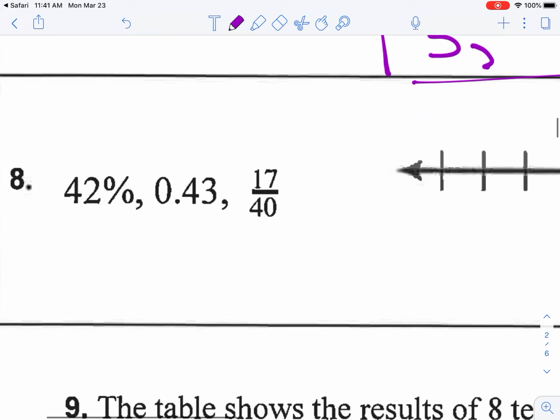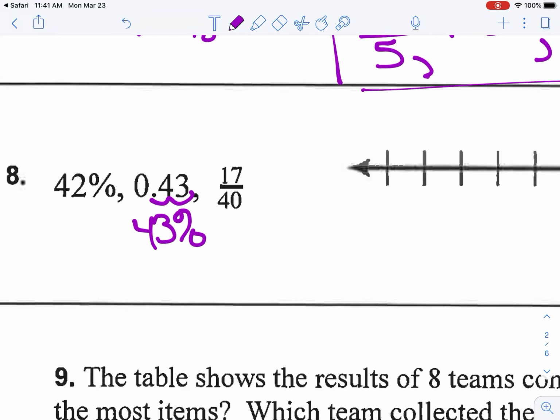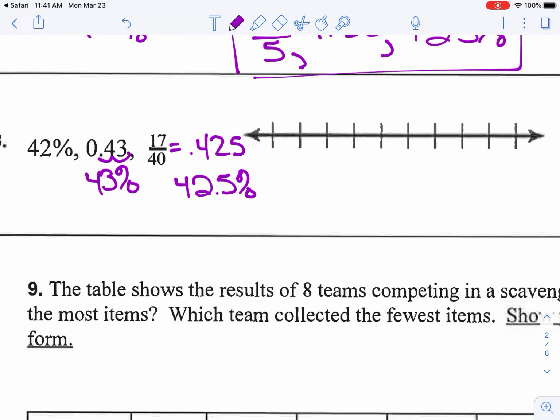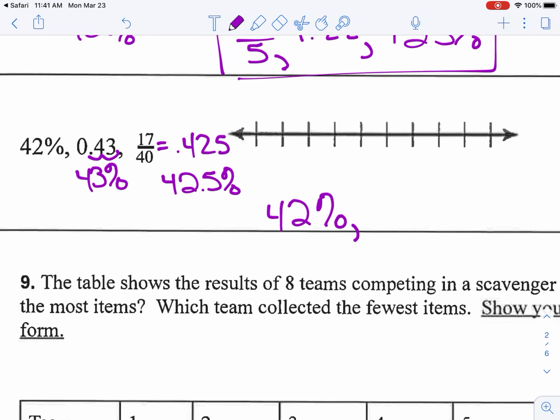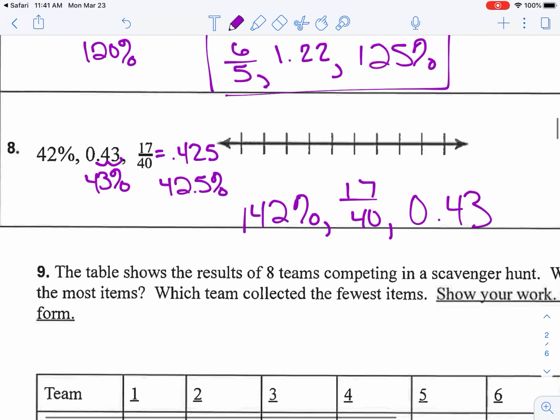On number 8, same thing, 42%. This would be 43%. On this one, I'm just going to type it into the calculator. 17 divided by 40 is 0.425, which would be 42.5%. And then we can list them from least to greatest in their original form. So 42% would be first or least, then 17/40ths, and then 0 and 43/100ths.